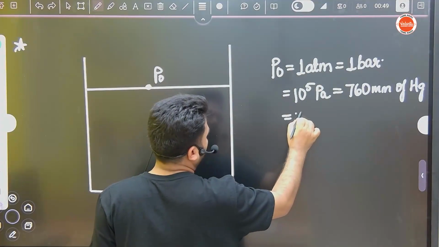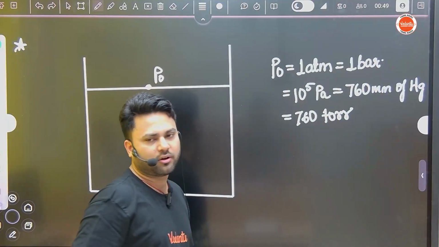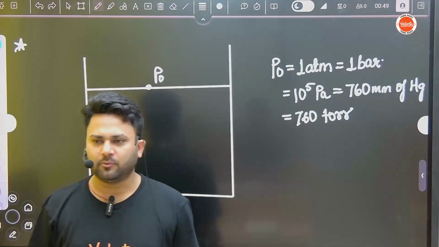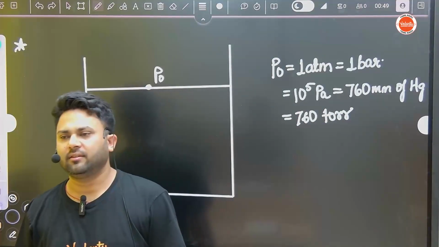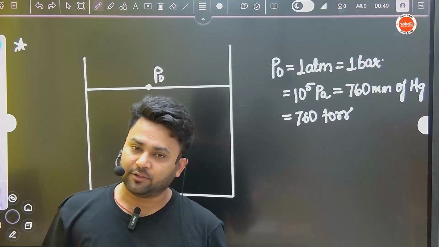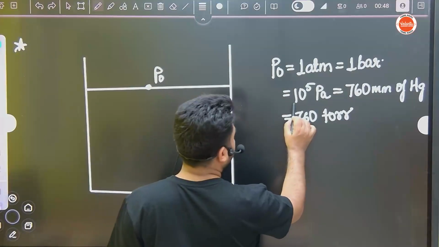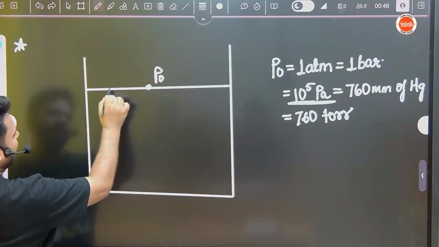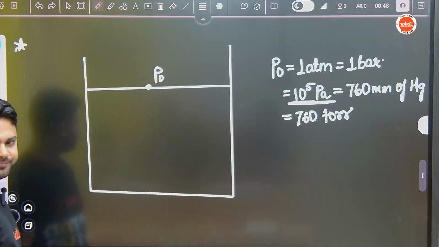Or 760 torr. Means if they give you 760 torr in the question, don't get terrified. They are talking about atmospheric pressure, 1 atm. Correct? If they give pressure as 760 millimeter of mercury, it means the pressure exerted by 760 millimeter of mercury, which is 1 atmospheric pressure. Okay? 10 power 5 Pascal is the SI unit of pressure. So what I was saying, this point of the liquid is exposed to the atmosphere, so this point has pressure P naught.